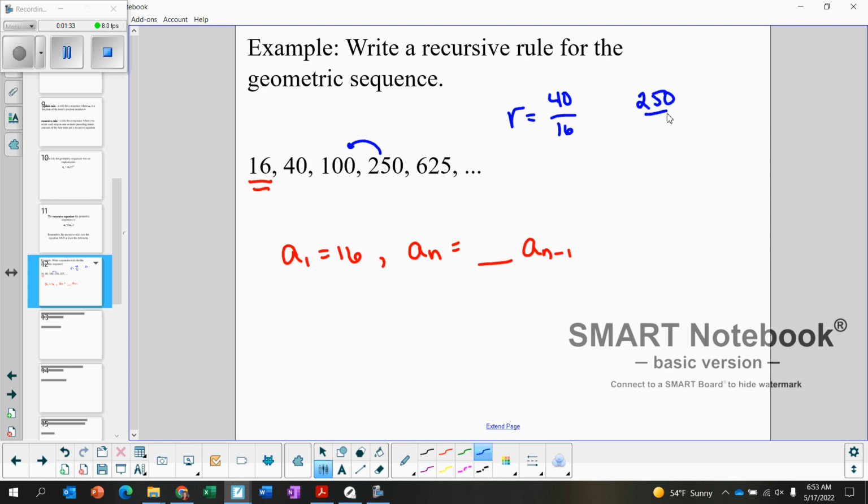That might be the easiest to reduce, right? Because it's 25 over 10, divided by 5, 5 over 2. So I put 5 over 2 here, and this is my recursive rule.